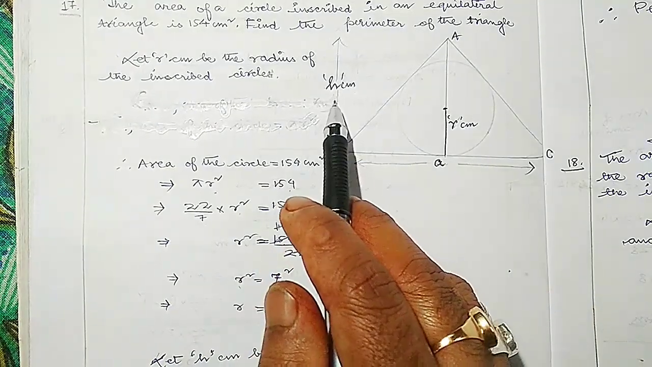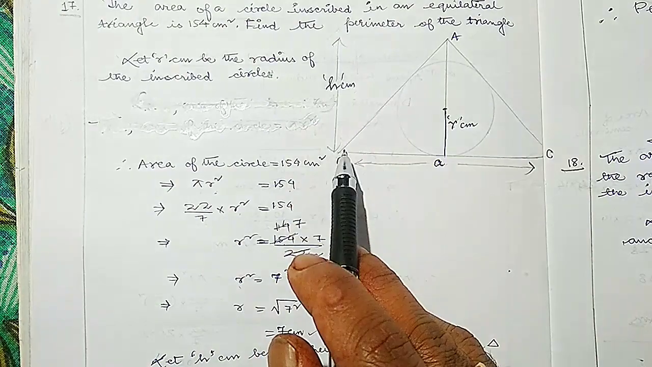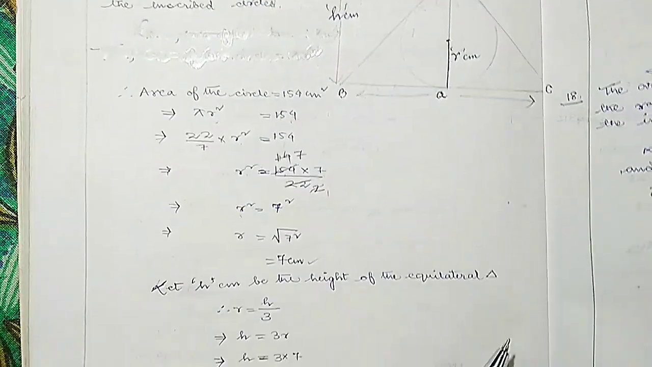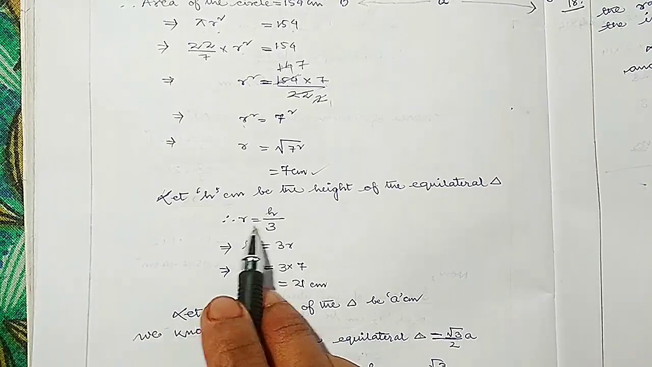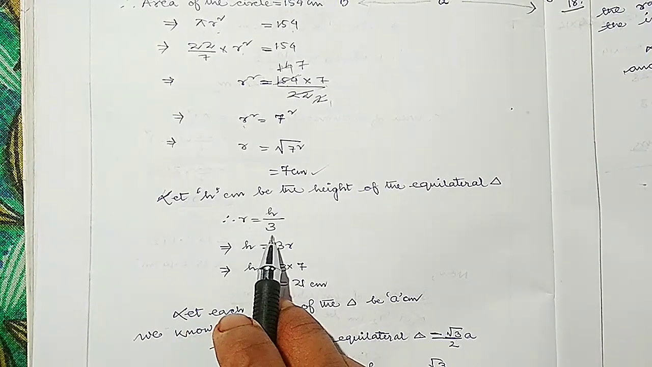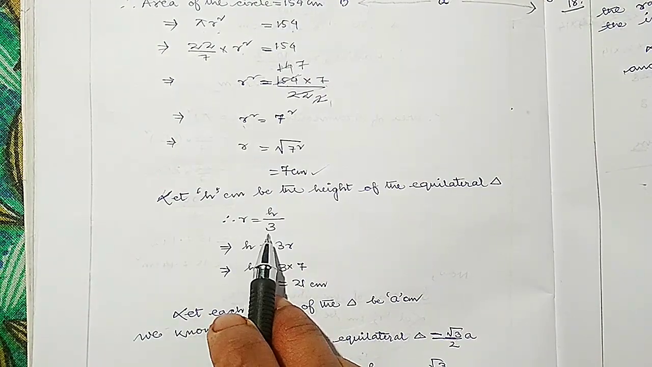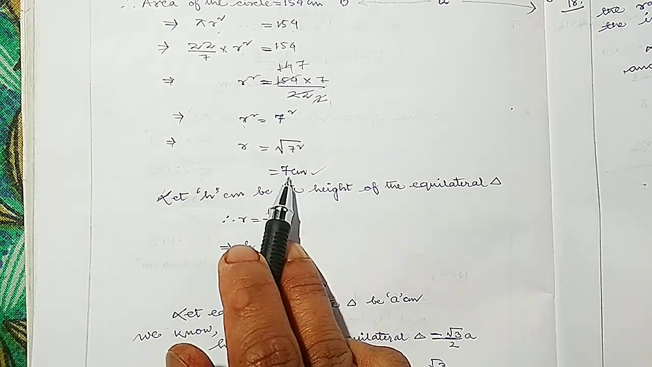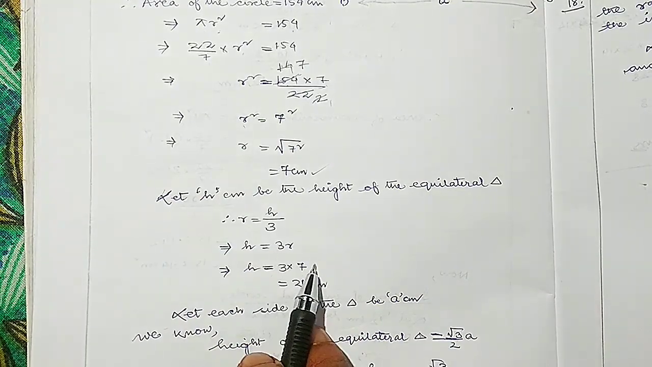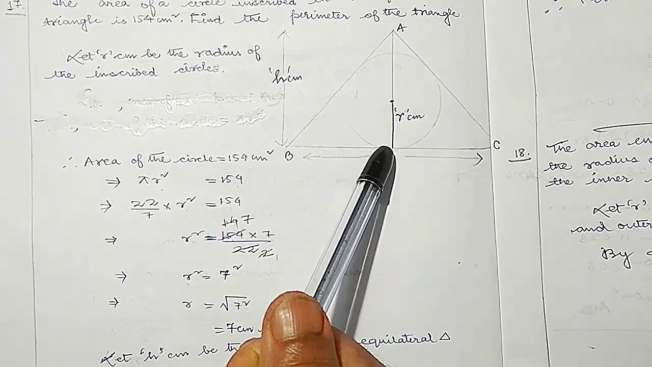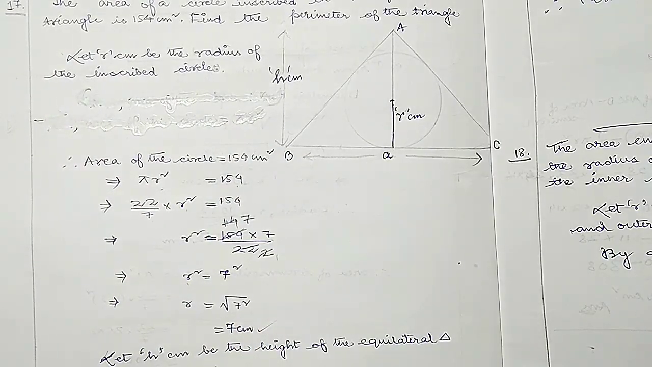Suppose h centimeter be the height of the equilateral triangle, and from the property of equilateral triangle we know that radius is 1/3 of height. So r equals h by 3, so h equals 3r. So h equals 3, and as we got radius equal to 7, so it will be 3 into 7, that is 21 centimeter. Therefore height of the equilateral triangle is 21 centimeter.